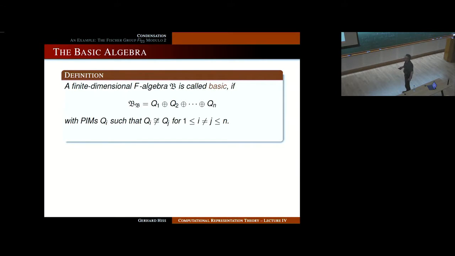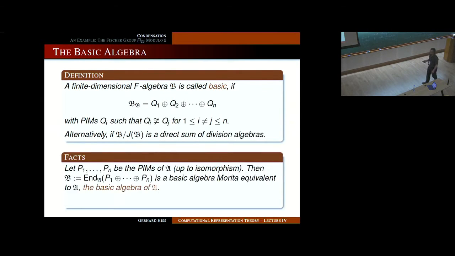Well, this is a further application actually. What is the basic algebra of an algebra? I have already told you. You may take all the projective indecomposable modules. And if every module occurs only once in its isomorphism type, the algebra is called basic. So if all these PIMs are not isomorphic, it's a basic algebra, or alternatively, modulo its radical, it's a direct sum of division algebras.